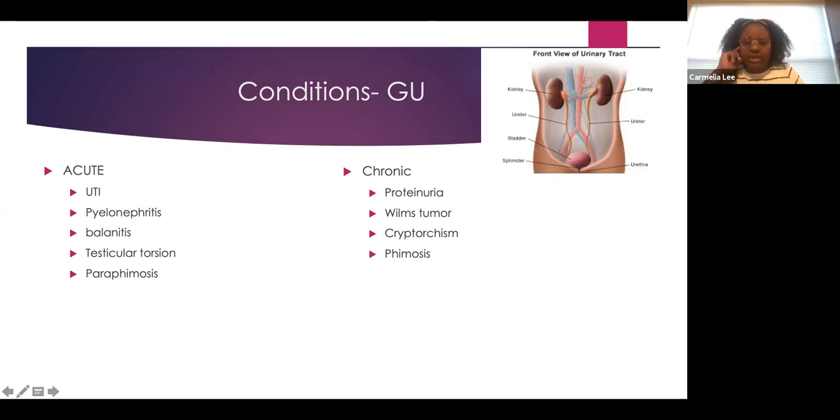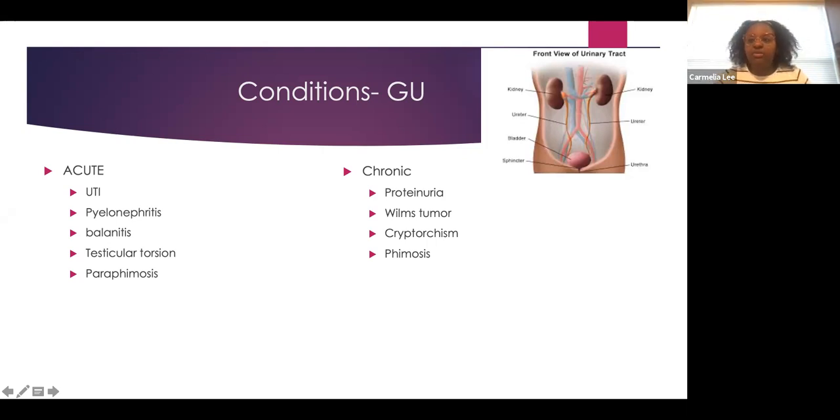Chronic issues you may have related to the GU system include proteinuria, basically protein in the urine. This can be due to various reasons. Usually it is more a symptom of another problem, but it can be present in children.